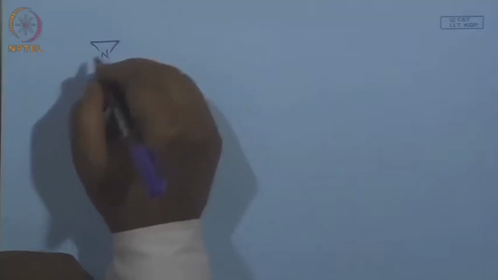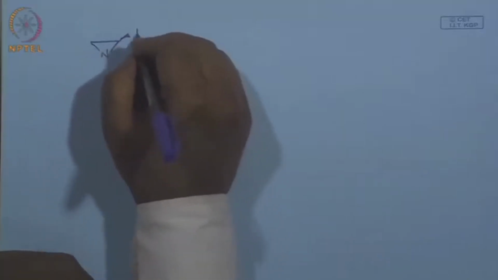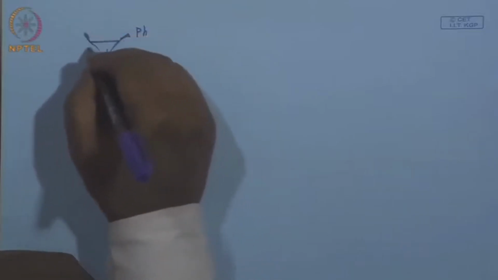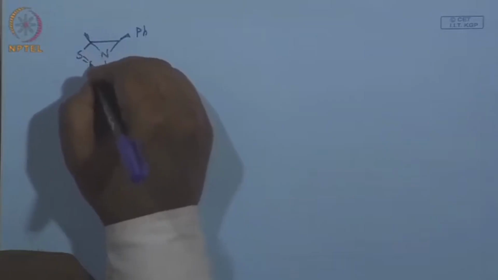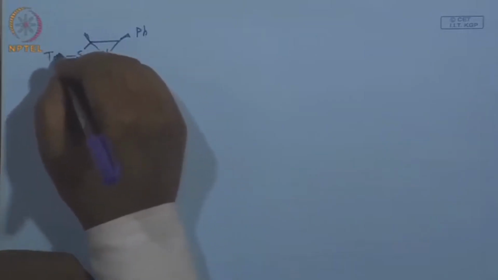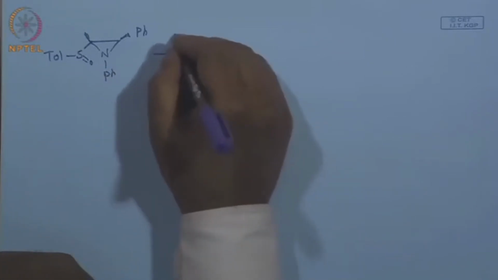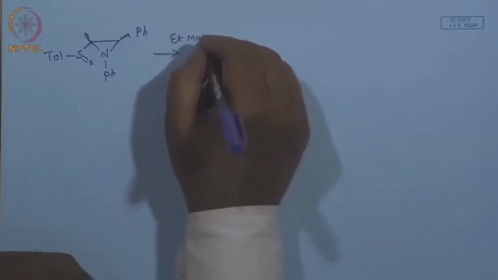And then I have a special reaction only for the saturated heterocycle. This could be useful. It is an aziridine case. You have now this sulfoxide and a phenyl aziridine. Now, if you use ethyl magnesium bromide, let us see.